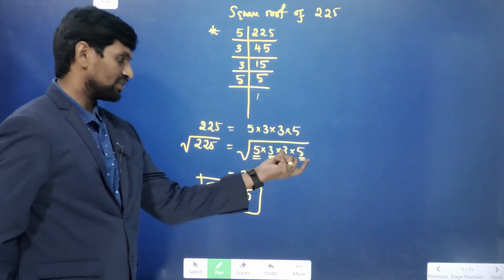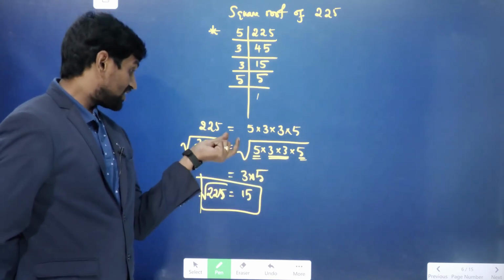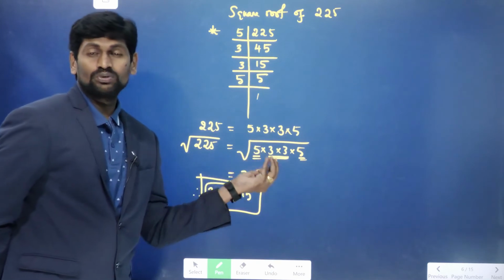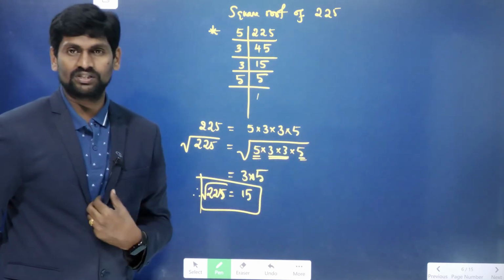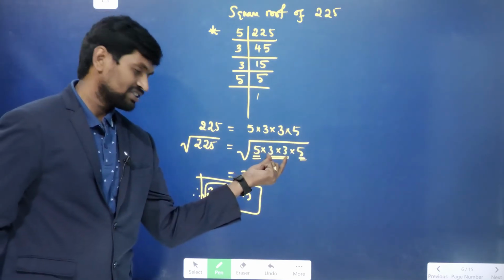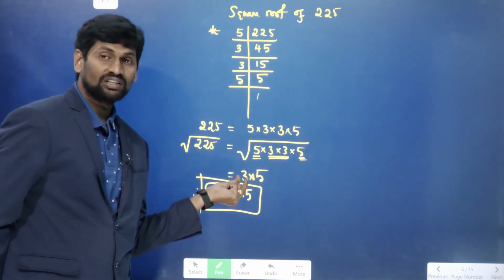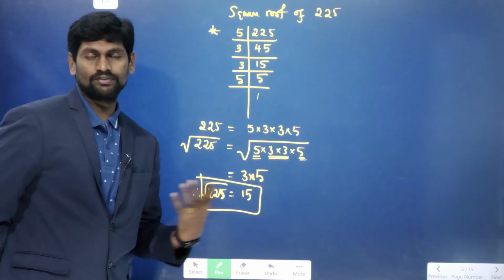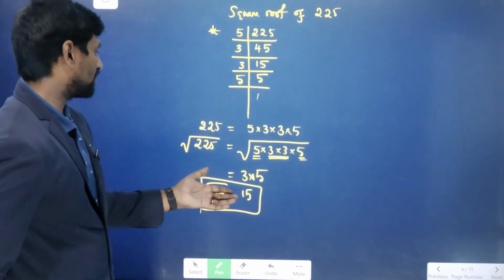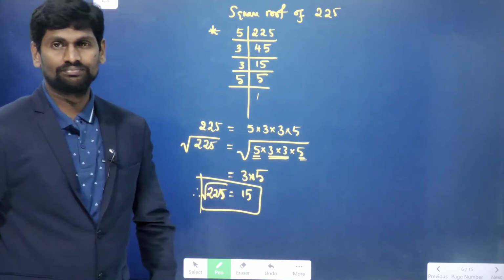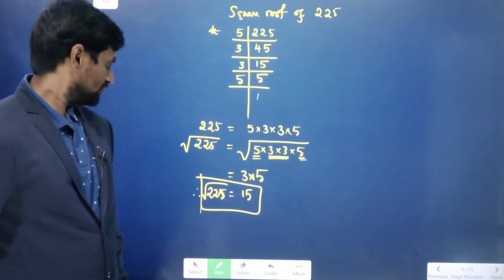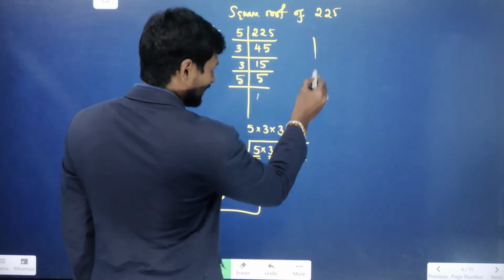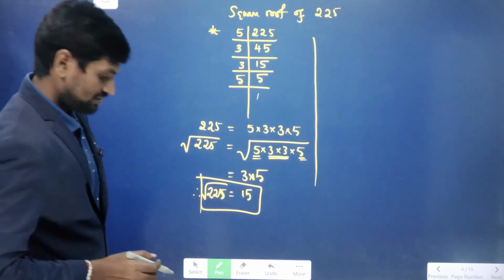Only pairs we have to take because it is square root. In case it is cube root, we should collect only one out of 3 same numbers. Here 2 same numbers, 3 into 3, only one number came outside. Here 5 into 5, same number, only one number came outside. So 3 into 5 is 15, the square root of 225. Clear? Now let us discuss the division method.